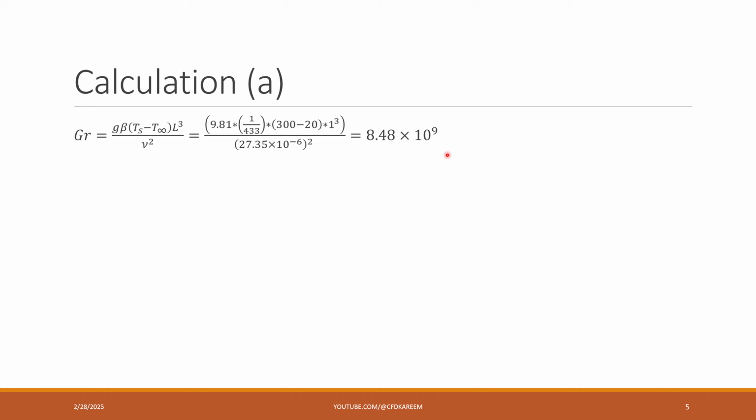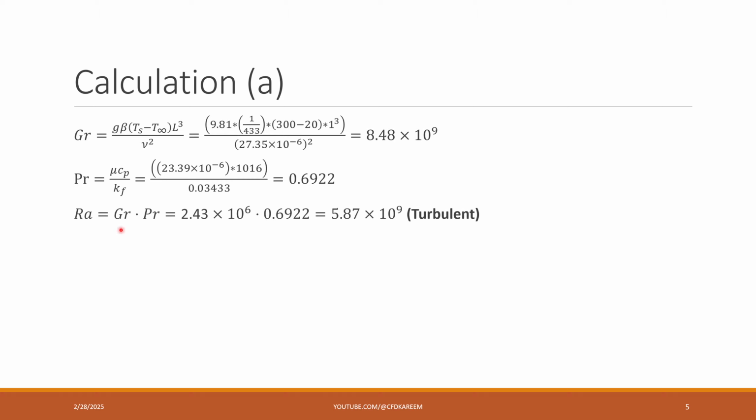We can then also calculate our Prandtl number, which is going to be mu, the dynamic viscosity, times c_p, the specific heat, over k_f, which is the thermal conductivity of the fluid. When we plug in all those numbers, we'll get a Prandtl number of the air of about 0.6922. We can then use these two values to calculate our Rayleigh number, which is just going to be our Grashof number times our Prandtl number. We have a small typo here, but we're going to use this value of 8.48 times 10 to the 9th. Multiply that by our Prandtl number, and that's going to give us a value of about 5.87 times 10 to the 9th.